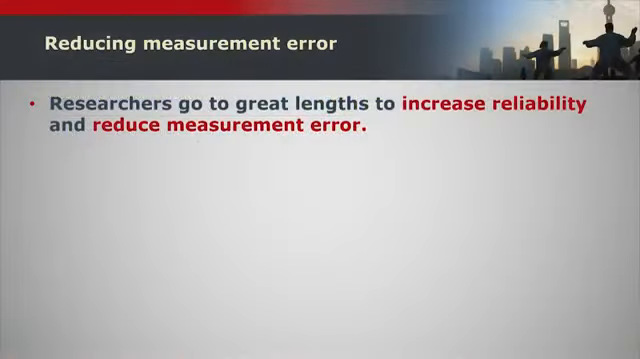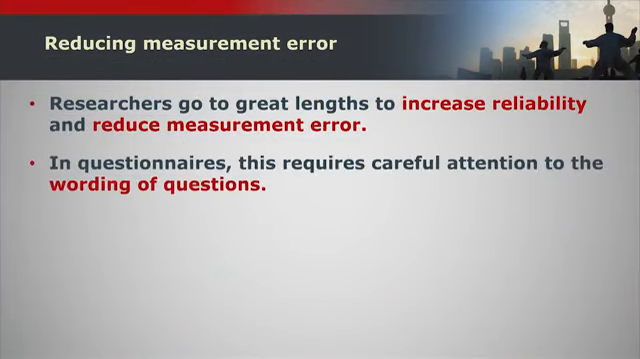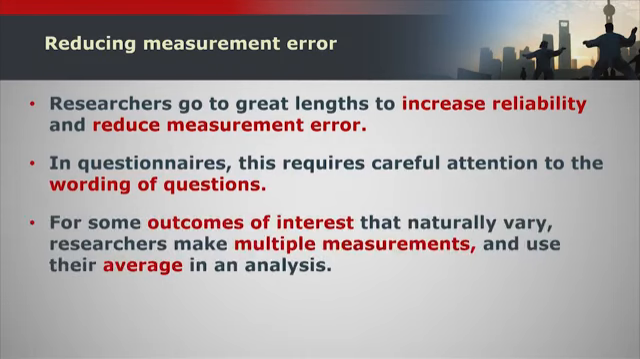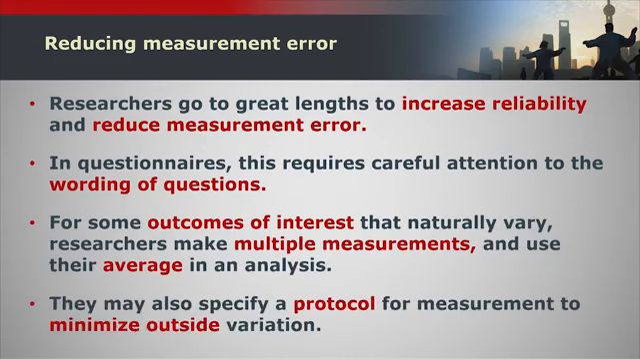Researchers go to a lot of trouble to minimize measurement error and increase reliability. When people are designing questionnaires, they pay careful attention to the design of the questions to maximize their clarity. And then for outcomes of interest that vary naturally, researchers make multiple measurements, and then they use perhaps their average in an analysis. And then they might also specify a protocol for the collection of the measure to try to, again, isolate or screen out other sources of variation that create error.